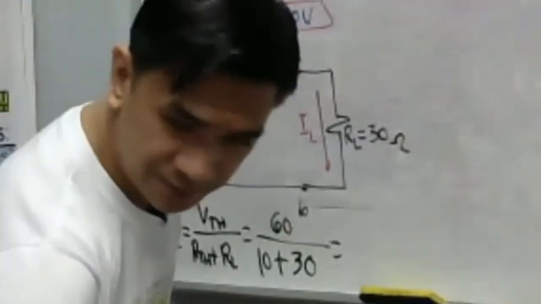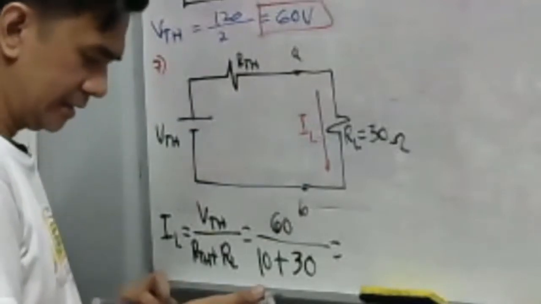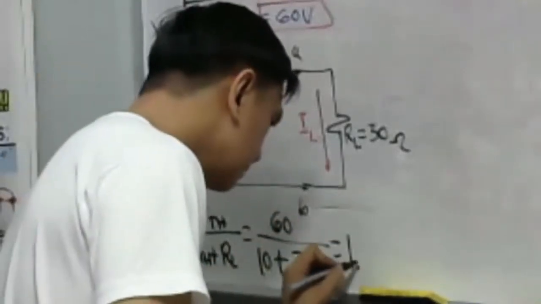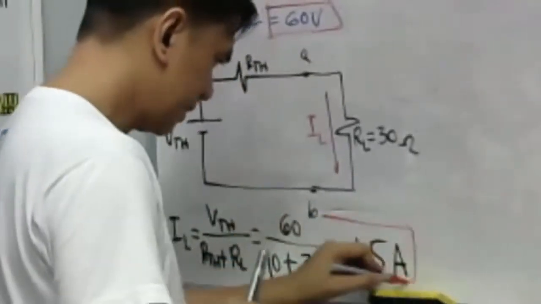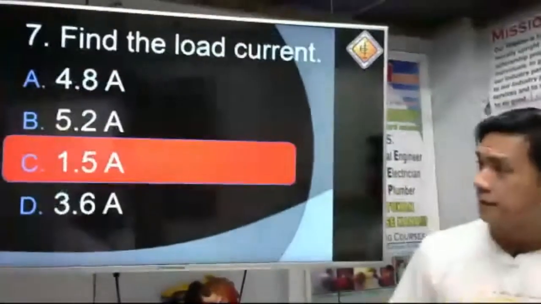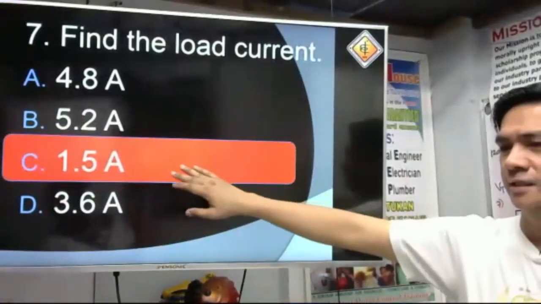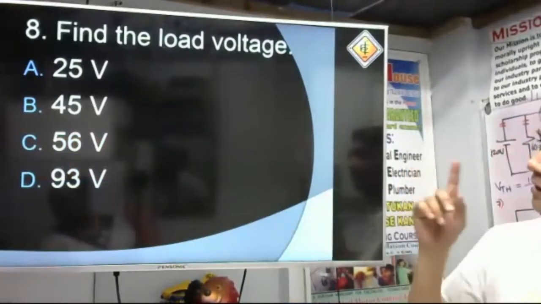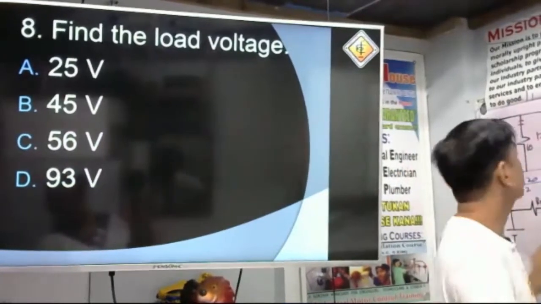So that will just be 60 divided by 40. So that will be 1.5 amperes. There you are. Okay? So ayan po ang sagot natin. Let's see here. Yes, that's correct. 1.5 amperes. Okay? Now, let us find the load voltage. Load voltage. That is for number 8.